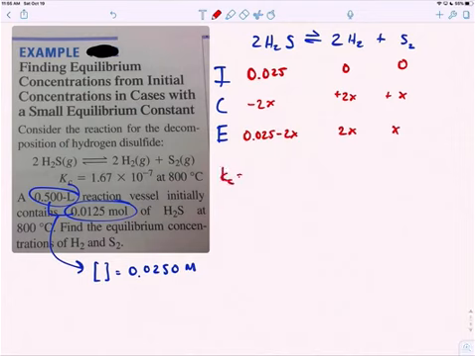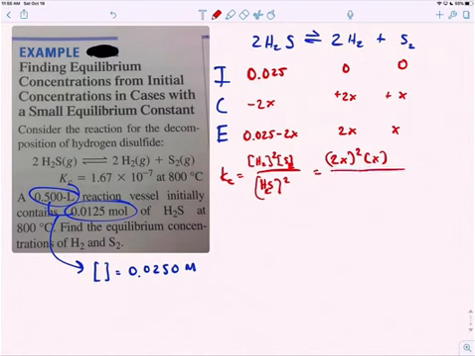Now let's do our equilibrium. Our Kc is equal to products, hydrogen squared, sulfur, all over hydrogen sulfide H2S squared, and this equals, actually, this is 2x squared times x, all over 0.025 minus 2x squared, equals 1.67 times 10 to the minus 7.